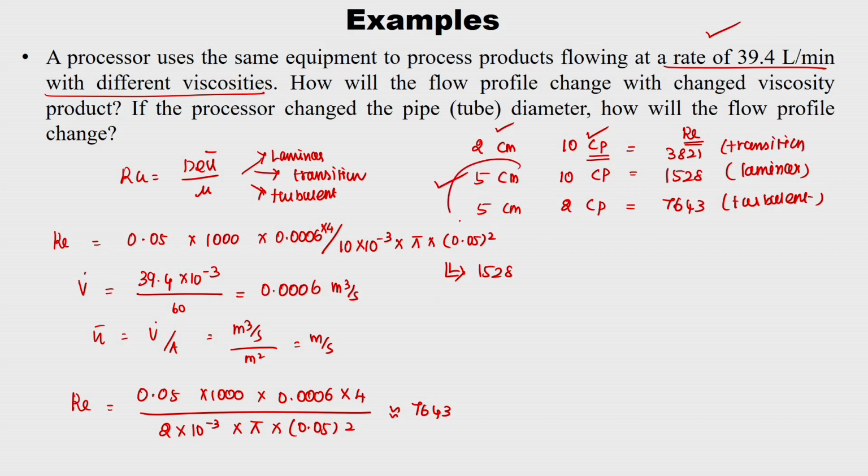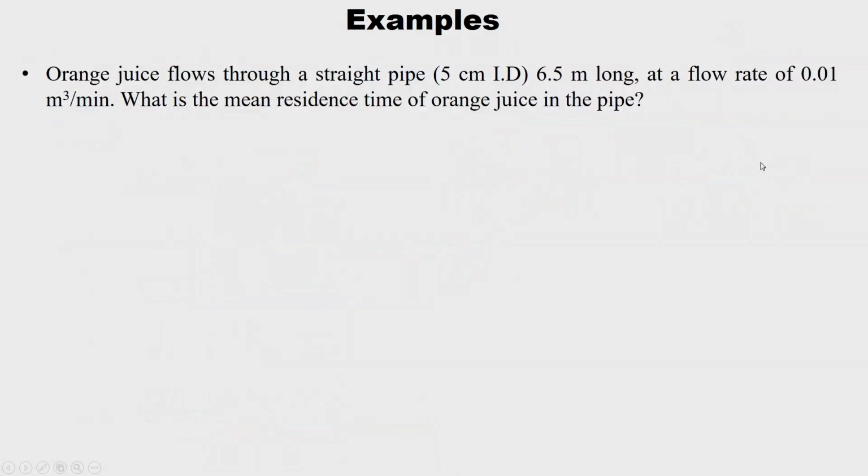So, keeping diameter constant, if you decrease the viscosity, your flow changes from laminar to turbulent. And by keeping viscosity the same and increasing the diameter from 2 to 5, the flow goes from transition to laminar. So, this is the answer for this question.